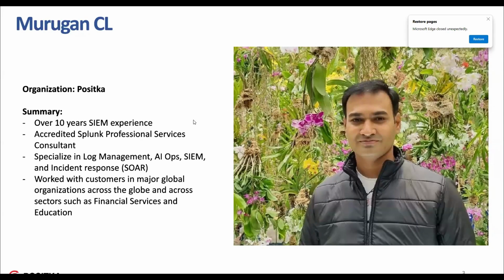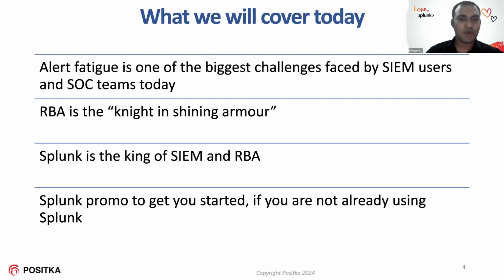So what are we planning on talking about today? We want to talk about the biggest challenge that SIEM users face today, which is large alert volumes, and the alert fatigue caused by the large alert volume for SOC teams, and how RBA is a solution for that problem, and how Splunk has implemented RBA and how Splunk stands out from other tools. And then we also have a promo for you. I can see most of you are not using Splunk, so this may be of interest to you. So please hold on until we get there.